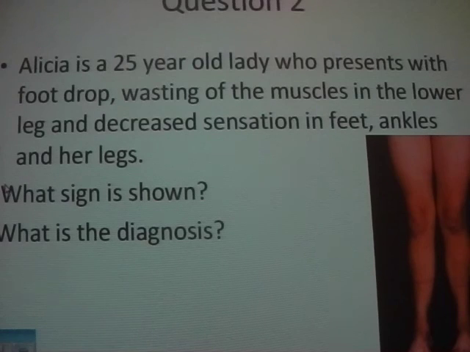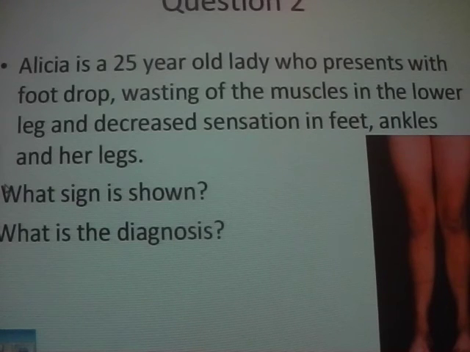Okay, so there are actually two signs shown here. Very good. Inverted champagne bottle leg. And what's the other sign? Charcot joint, yeah. And then what's the diagnosis? I can hear people saying it a bit louder. It is Charcot-Marie-Tooth disease.